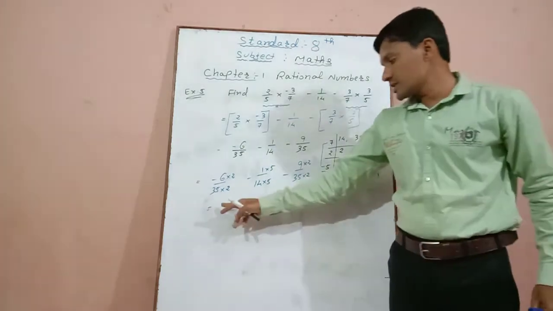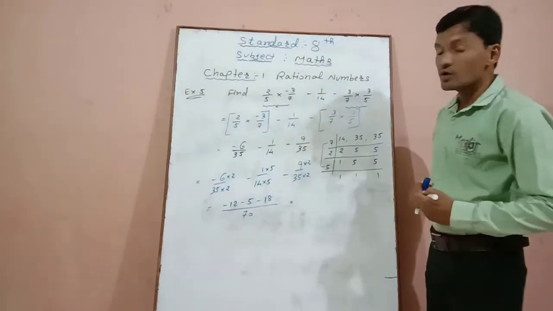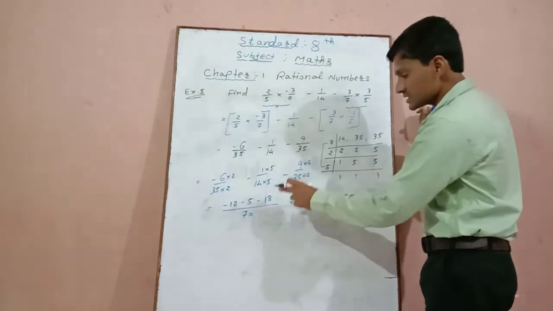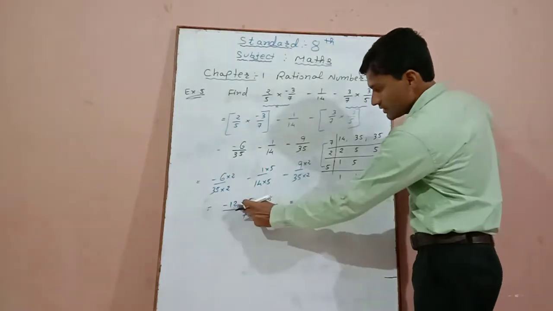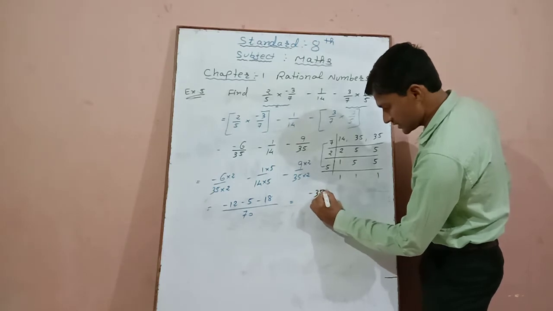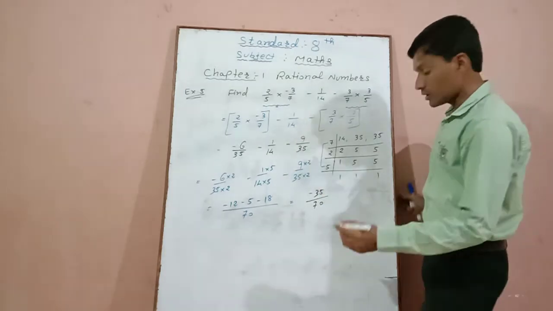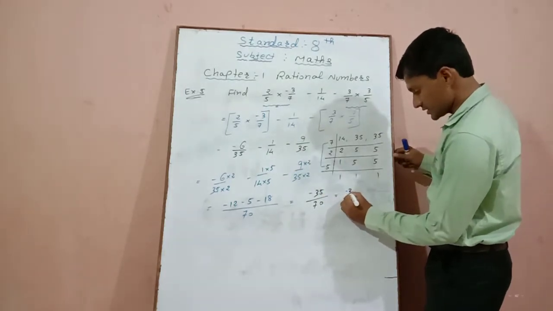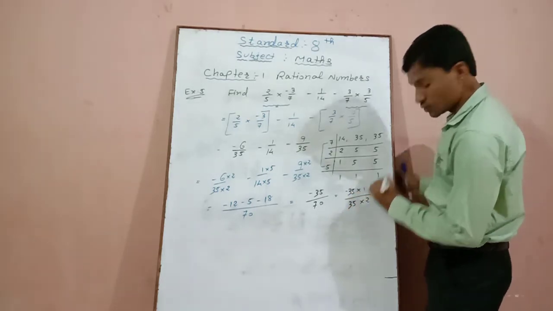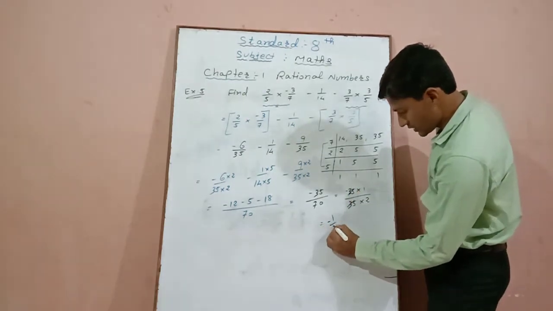Now all these three signs are minus. So that means minus minus will be plus. So these three minus will be added. Minus 12 plus minus 5 plus minus 18. So that means the answer will be 12 plus 5 is 17. 17 plus 18 is equal to minus 35 divided by 70. Now divide by the common factor, make it minus 35 into 1 and 35 into 2. So 35 will be cut and the answer will be minus 1 divided by 2.